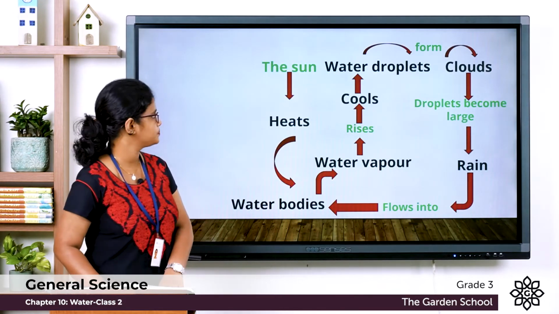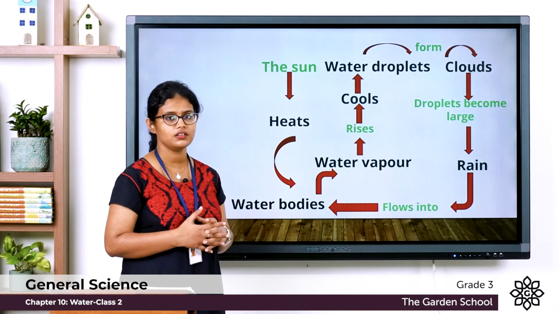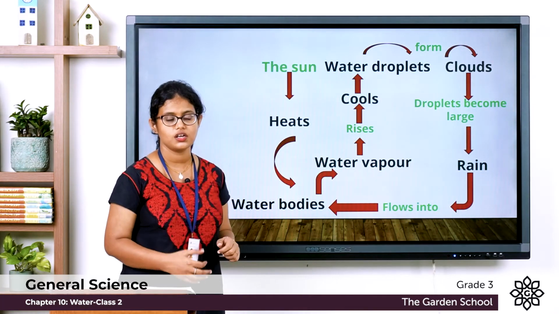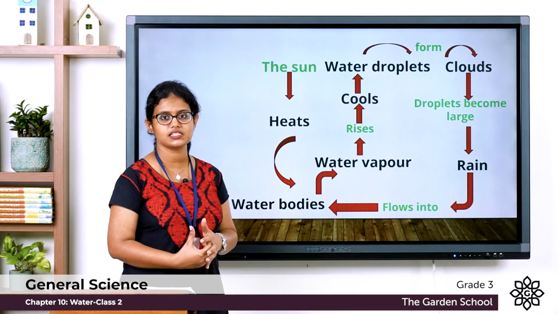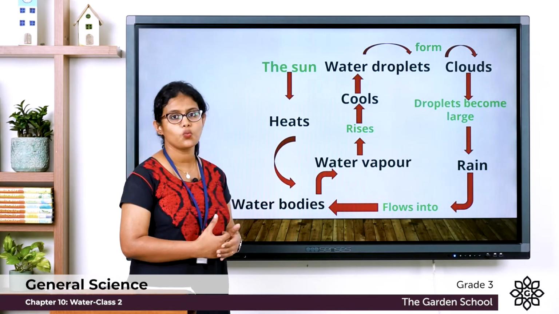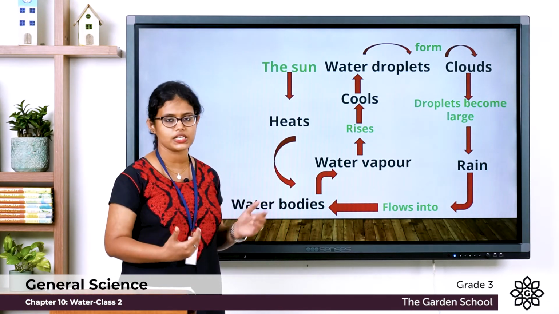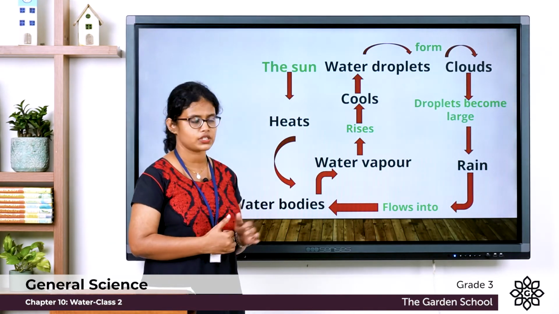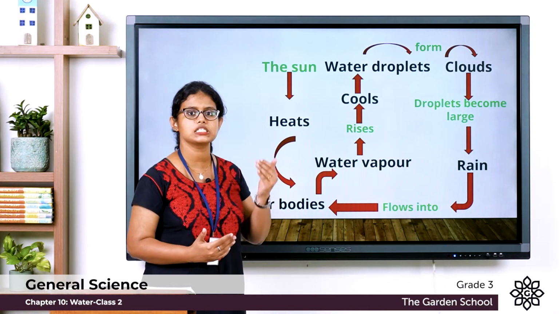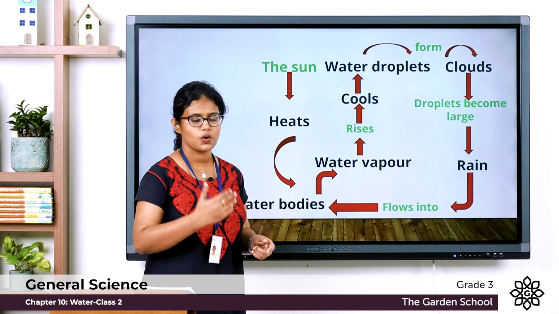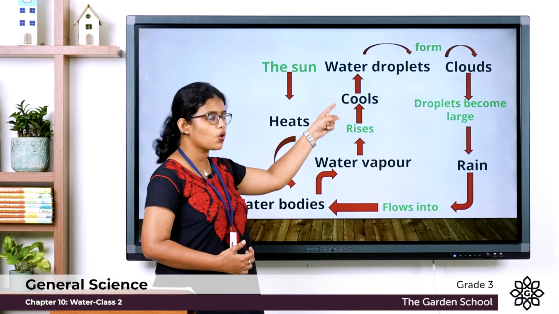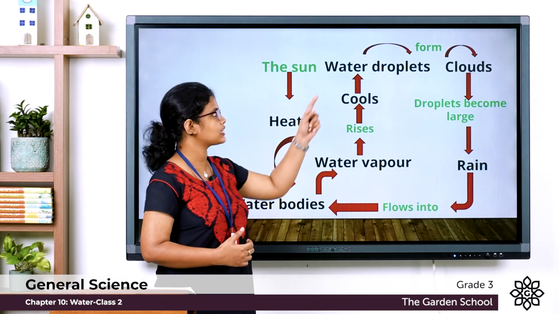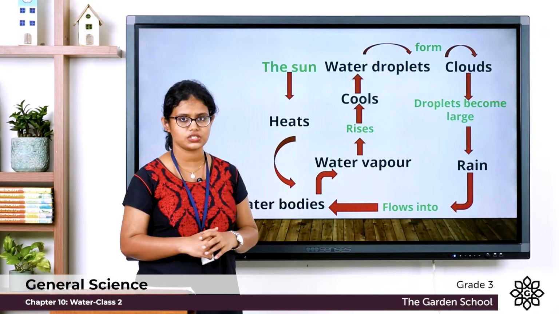So let's see. First, that is the sun. The sun heats the water bodies such as ocean, rivers, lakes. Then the water present in the water bodies changes into water vapor. Then this water vapor rises upwards. When it reaches a certain height, it cools. Then it changes into water droplets, and these water droplets form clouds.